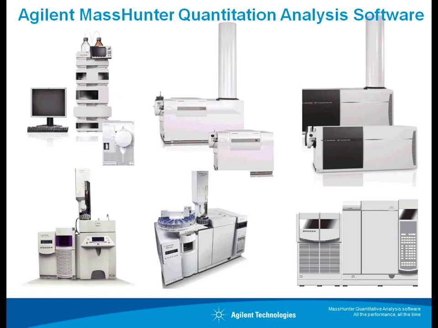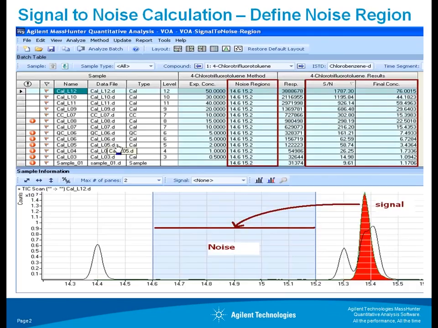All right, let's talk about signal to noise and defining the noise region in the chromatogram to determine the signal to noise for a particular compound. Specifically, let's take the example of chlorotrifluorotoluene. And in this case, here is the signal, as you can see right over here in red. And I've defined a noise region in the method that's going to be used to determine the noise and thus calculate the signal to noise.